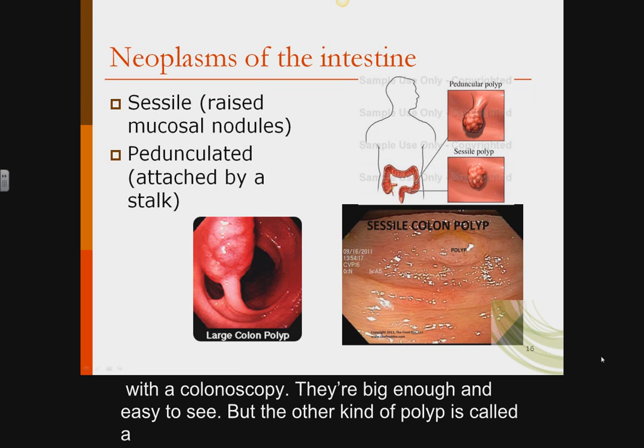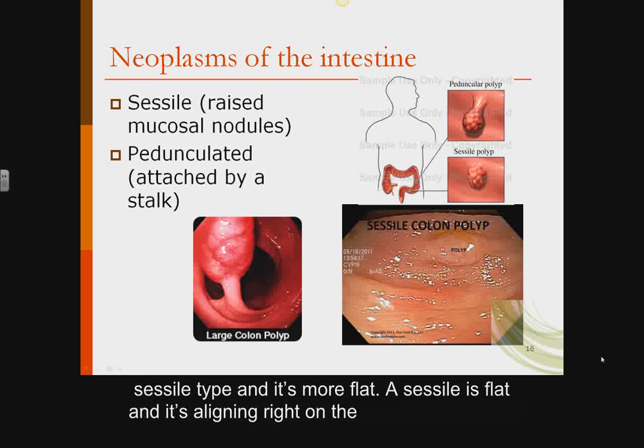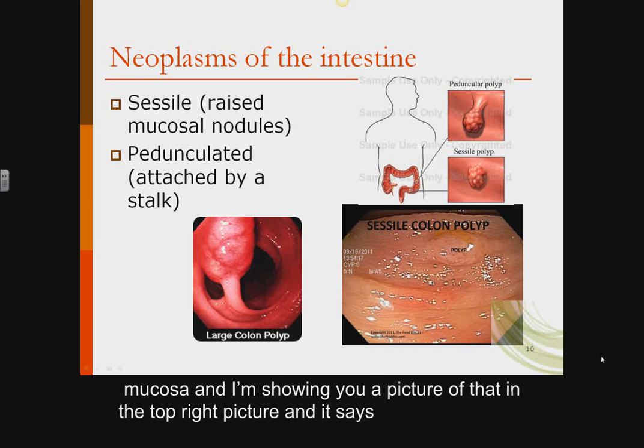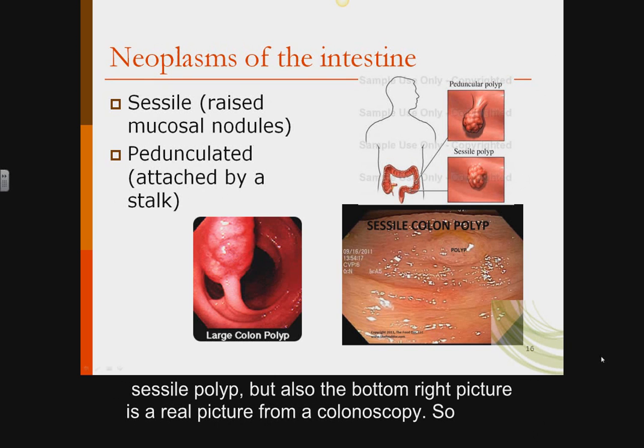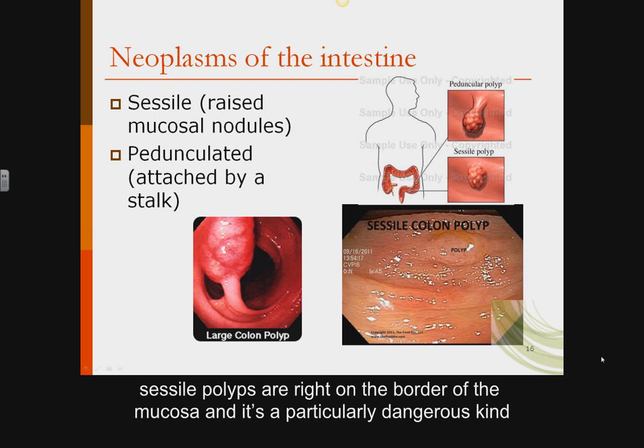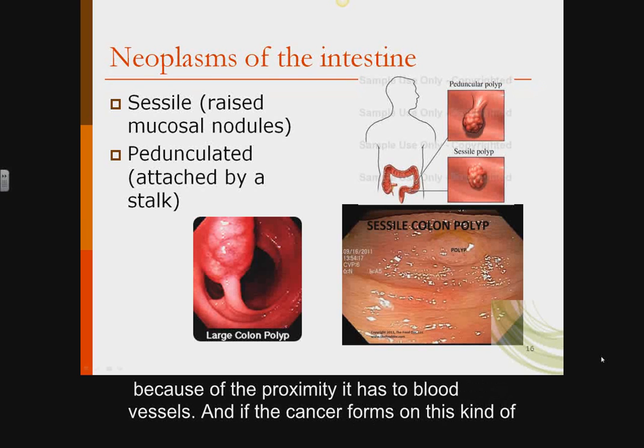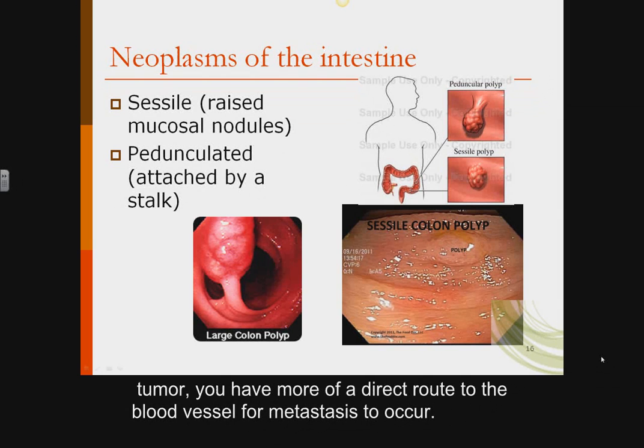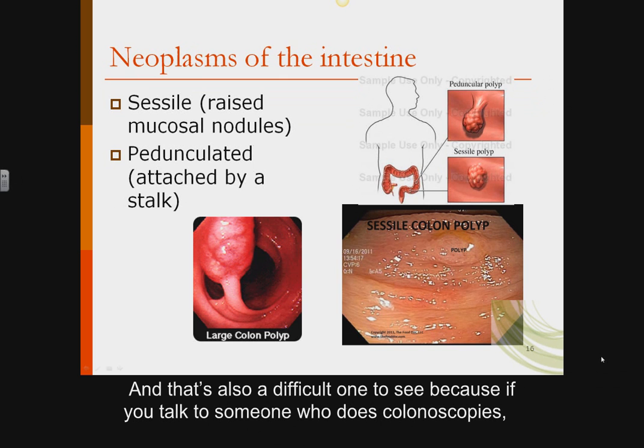But the other kind of polyp is a sessile type, and it's more flat. A sessile polyp aligns right on the mucosa, and I'm showing you a picture of that in the top right picture, where it says sessile polyp, but also the bottom right picture is a real picture from a colonoscopy. So sessile polyps are right on the border of the mucosa, and it's a particularly dangerous kind because of the proximity it has to blood vessels. And if the cancer forms on this kind of tumor, you have more of a direct route to the blood vessel for metastasis to occur.